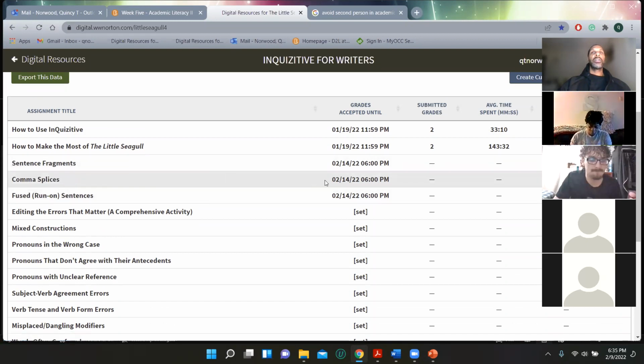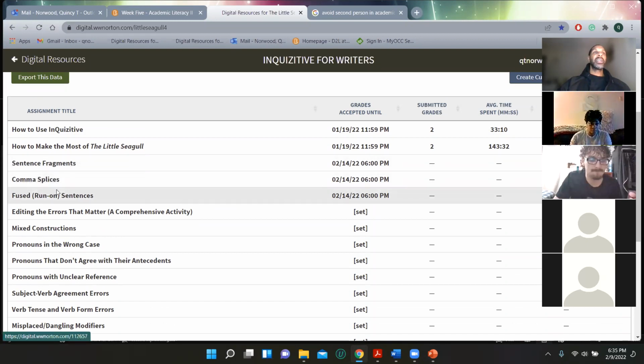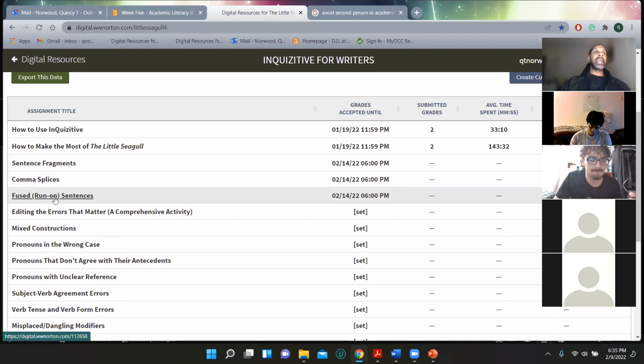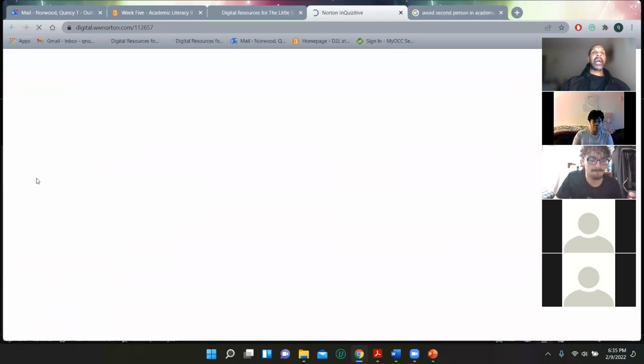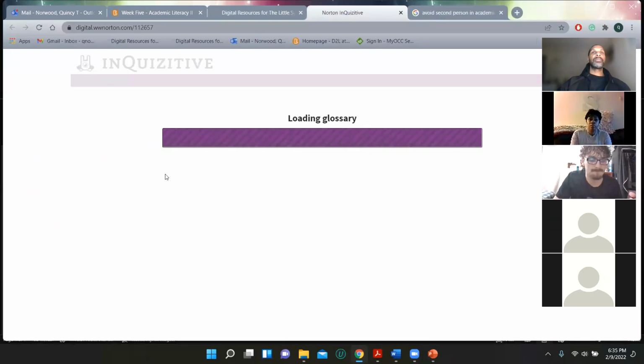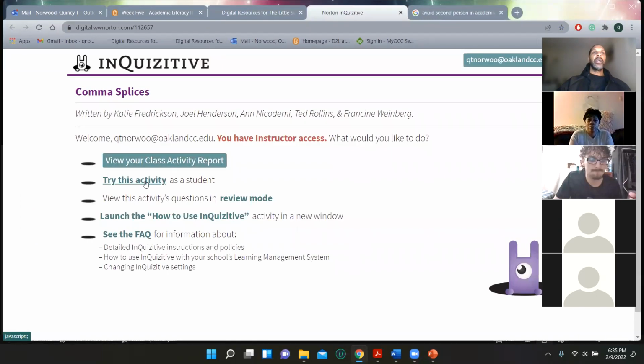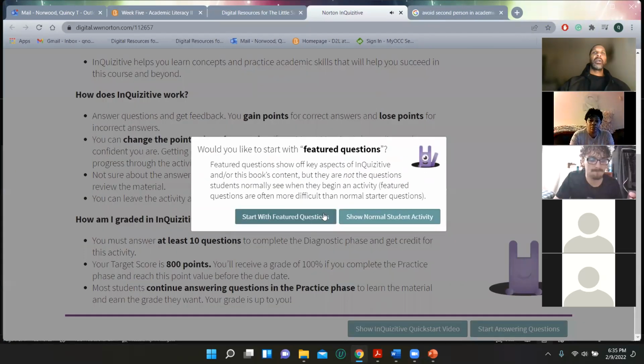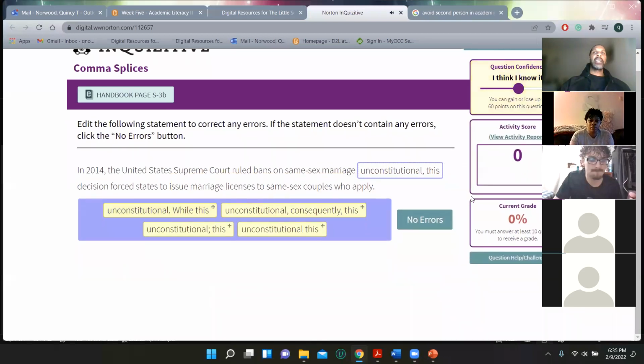All right. So comma splices and fused sentences, right? All you have to do when you sign in is click on the exercise, right? And then you'll have different options. I think yours will just say start or something like that. Just hit start, and then it's pretty much self-explanatory from there. All right, it's just like a drag. Like right here, this is a comma splice.